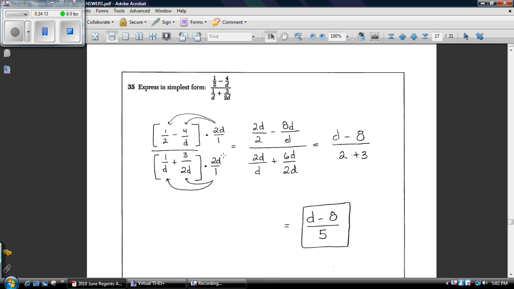When you multiply it in, 2d over 1 times a half, top times top, bottom times bottom, is 2d over 2. 2d over 1 times 4 over d is 8d over d. And so that's d minus 8. Distribute this in. The d's reduce. 2 plus 3 is 5, and then you get d minus 8.